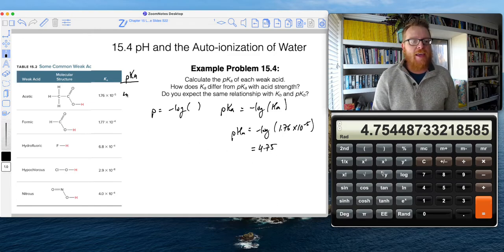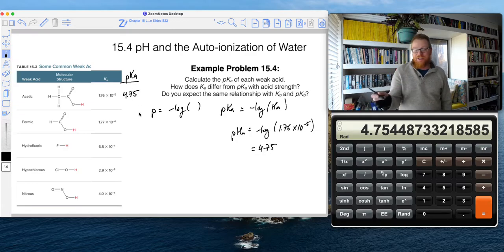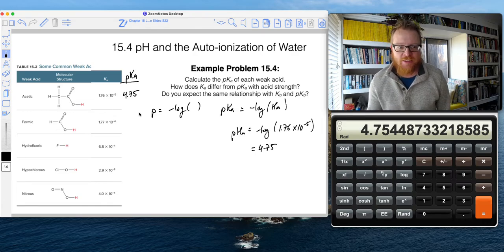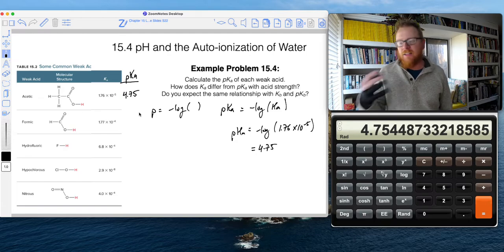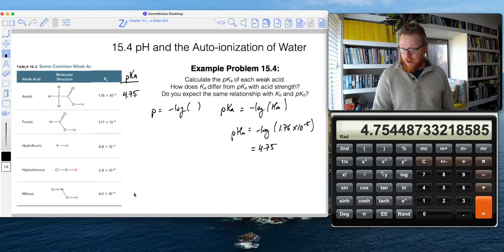And so now, even though those numbers look totally different from each other, right? One is 1.76 times 10 to the negative 5. The other is 4.75. The constant is the same. It's just a different representation of that number, okay? So now I've already got the rest of these calculated. You should do that yourself just to make sure that you can do it. But I'm going to go ahead and put those values down.